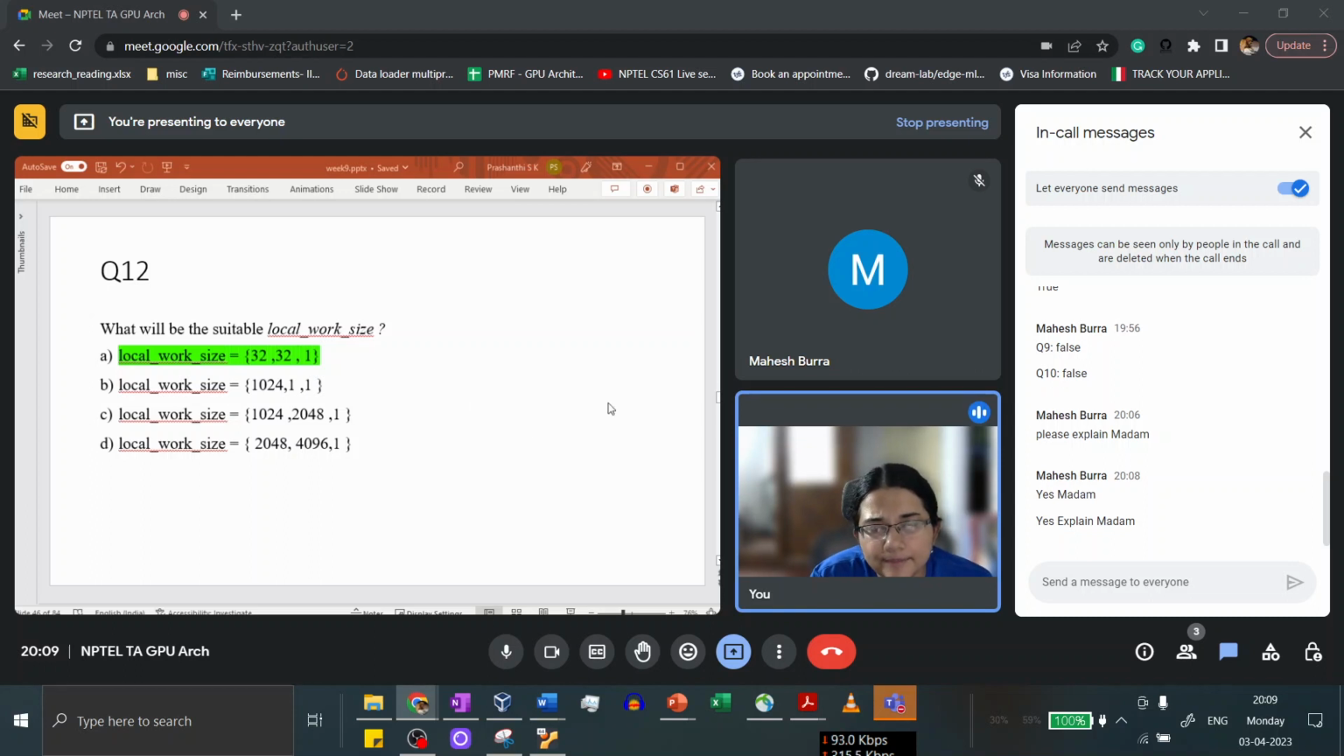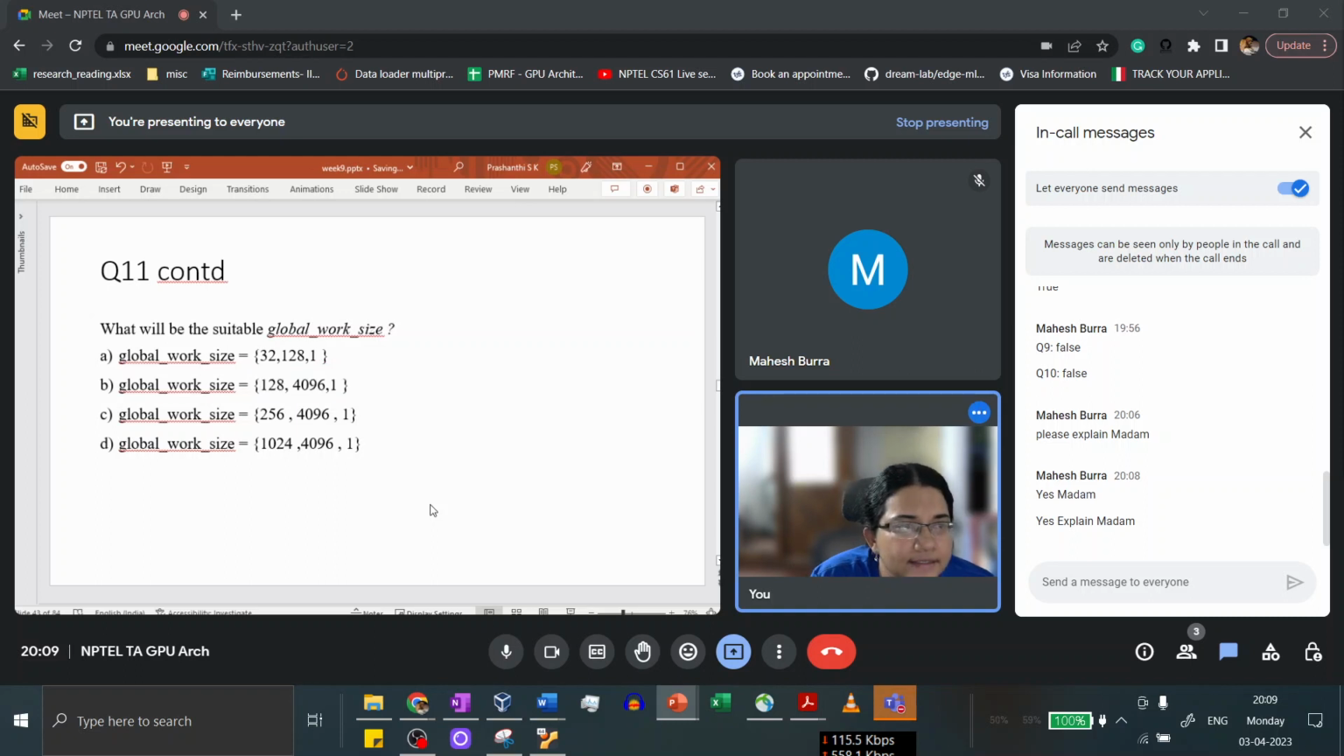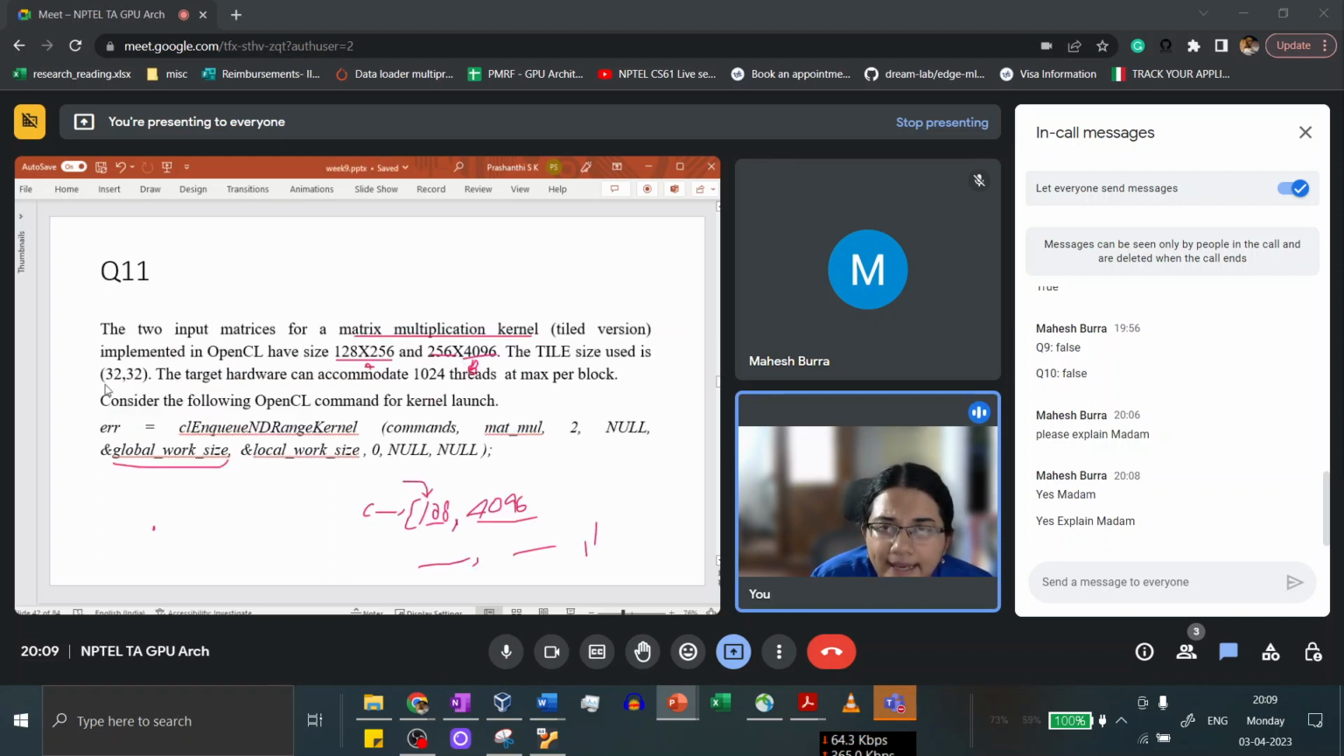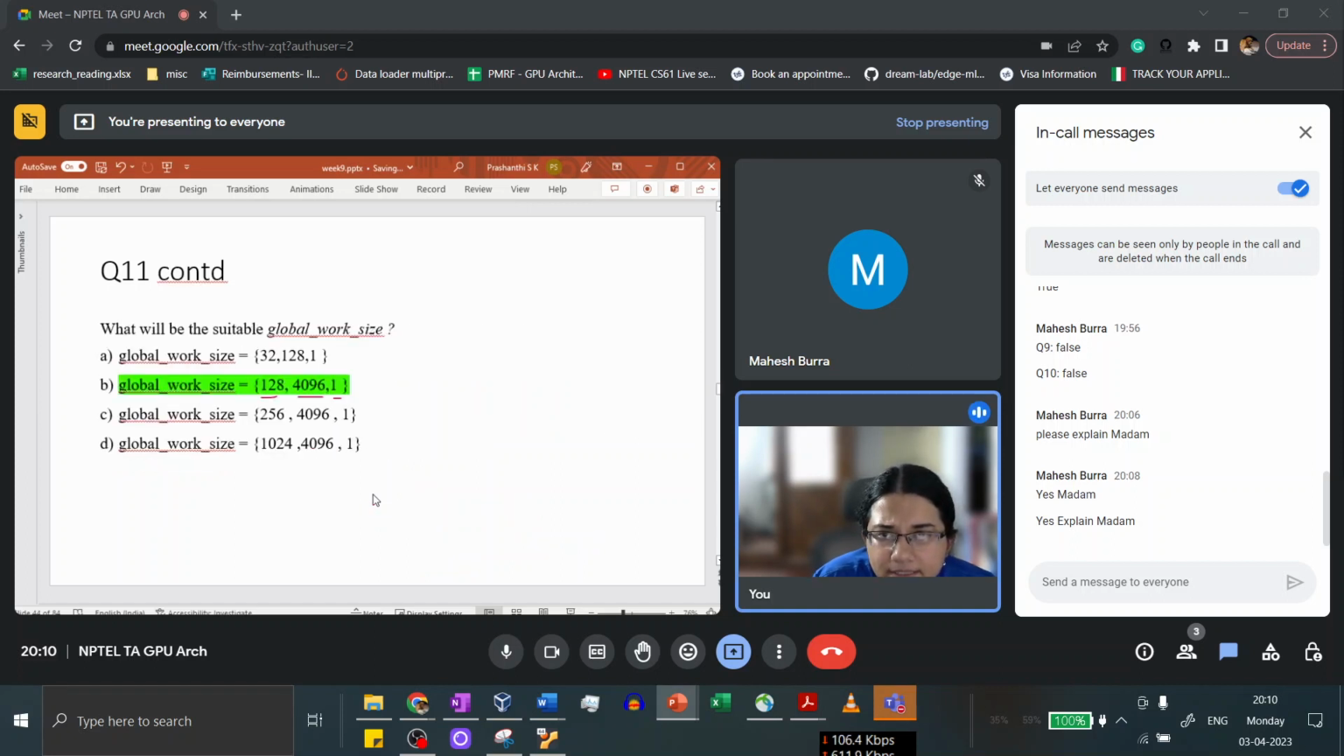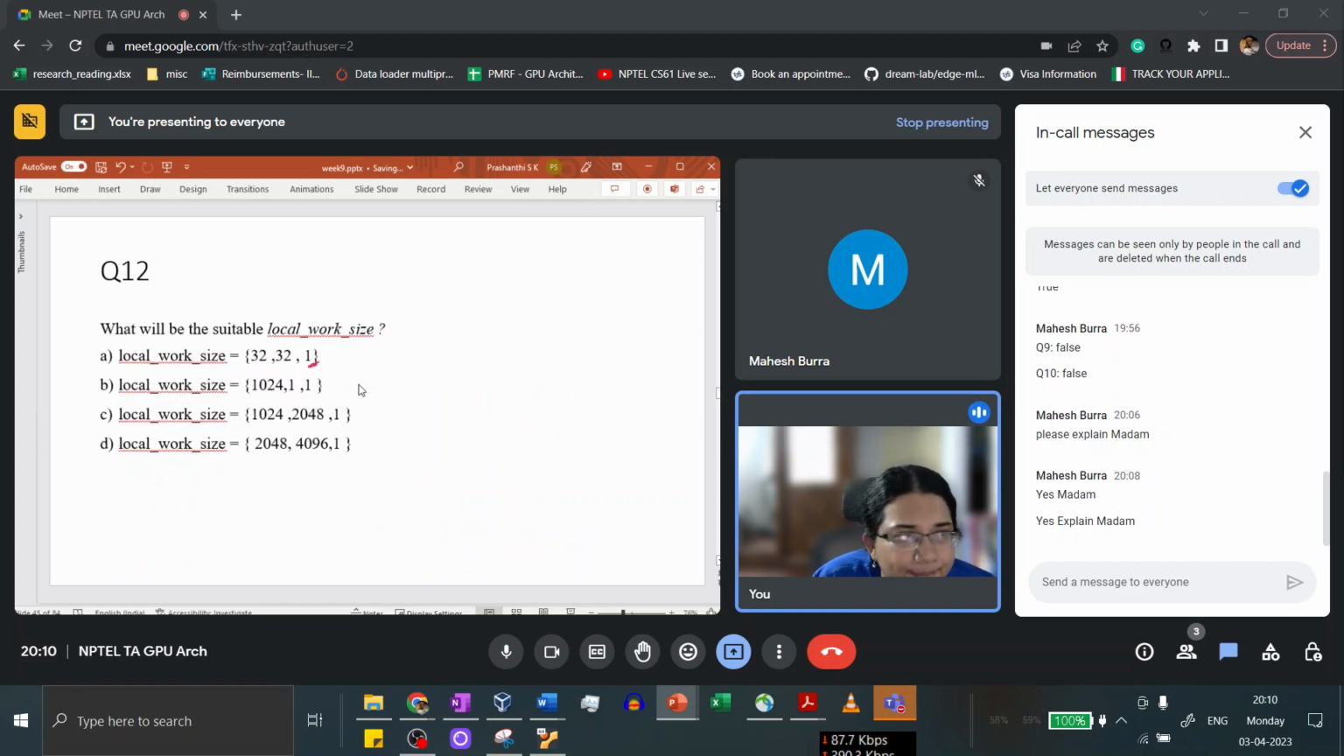First of all, a simple thing: going back to our data dimensions, your local and global work size dimensions should match. So your third dimension would always be a 1 because you're talking about a 2D matrix. That doesn't help here because all your options have a 1, but still keep that in mind. It might not always be the case. Now, how do you decide this local work size? You're given in your question that the tile size is 32 comma 32. So ultimately your local work size should multiply to be that.